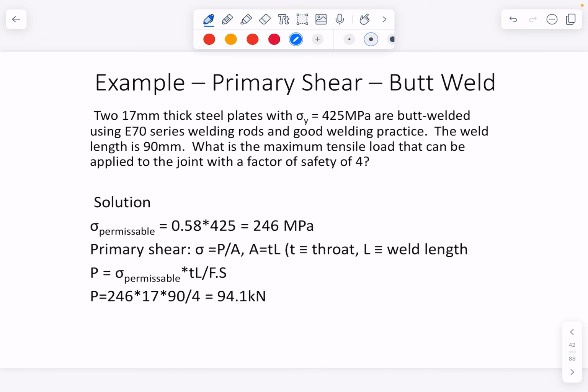Okay, so this permissible stress is 0.58, which is 0.577 rounded up, times 425. So I'm allowed to have, in that sense, 246 megapascals. Primary shear, stress, force over area. Area is T times L. T is 0.707 times the weld height, if you're given it in that direction or that way around. So we can work out that we can get 94.1 kilonewtons sitting on that plate.